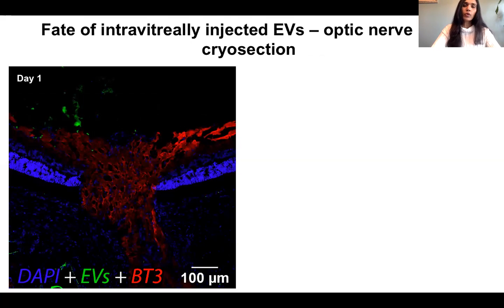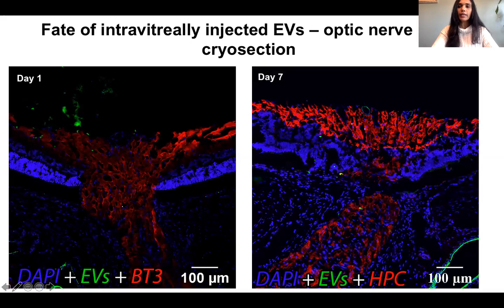We also wanted to make sure these EVs can reach the optic nerve with our injections. So here, this is day 1. We injected the green EVs, and this is an optic nerve head. And by day 7, we could see some green fluorescently labeled EVs reaching the optic nerve head, which was very promising.